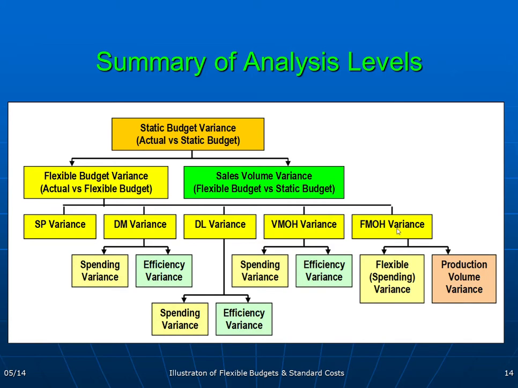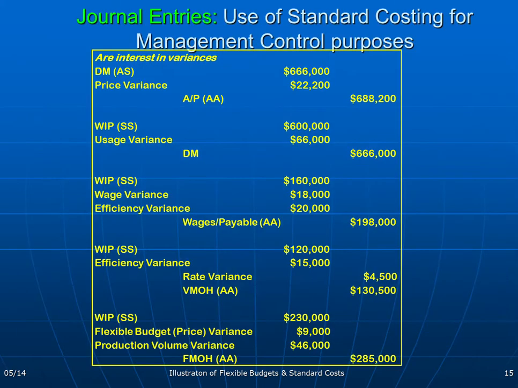Then we get over here to our fixed manufacturing overhead cost. Notice that we have no efficiency variance that we calculate, because efficiency is kind of a meaningless concept when we're talking about fixed costs. Doesn't matter how efficient we are. What matters is how effective we are. So we definitely want to calculate a production volume variance. And finally, over here we have the journal entries.